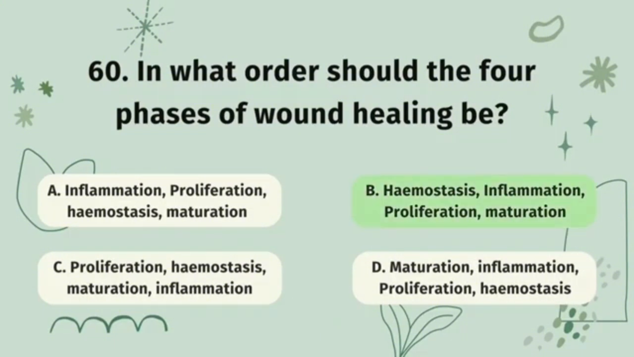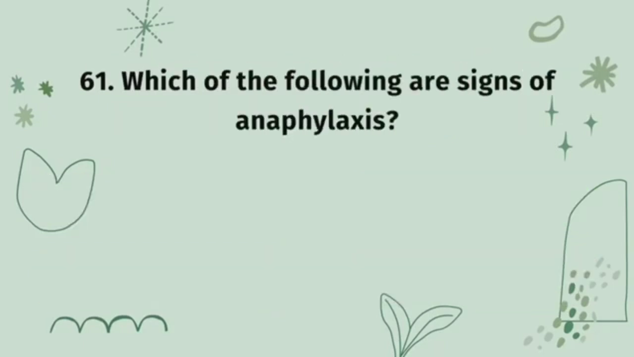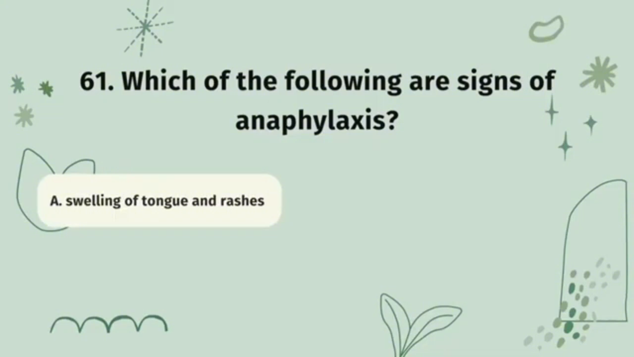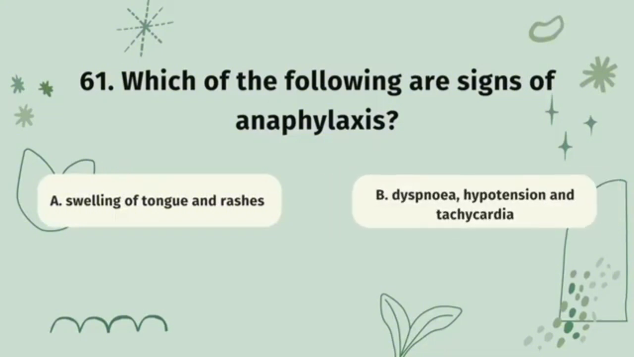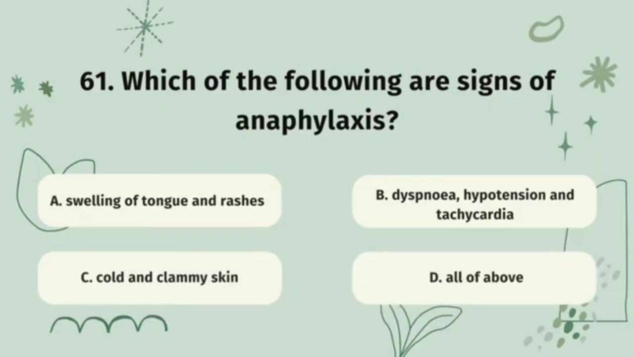The correct answer is B. Question 61. Which of the following are signs of anaphylaxis? Option A. Swelling of tongue and rashes. Option B. Dyspnoea, hypotension, and tachycardia. Option C. Cold and clammy skin. Option D. All of above.